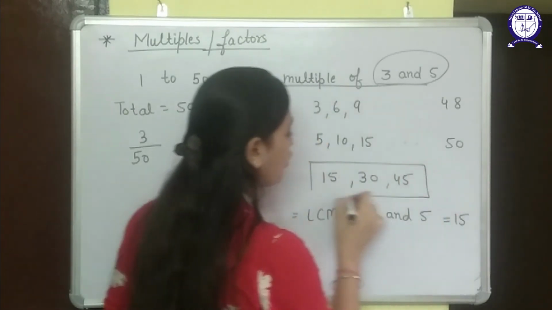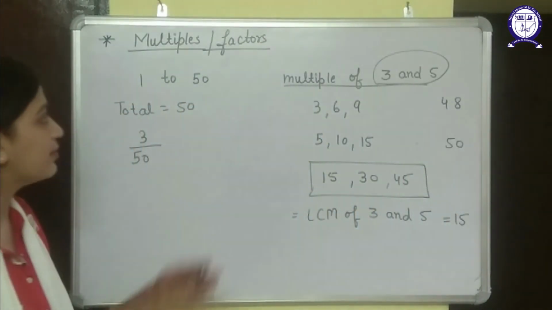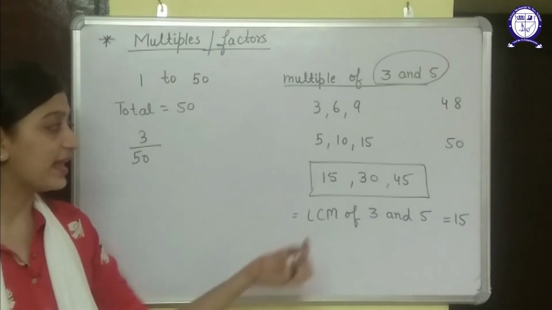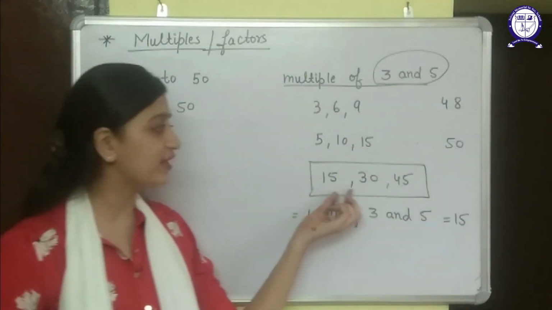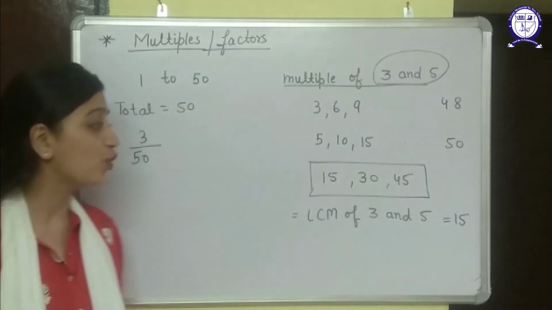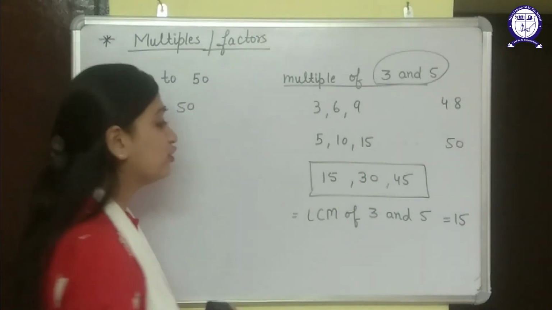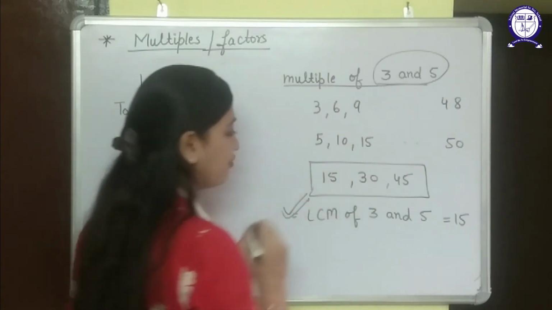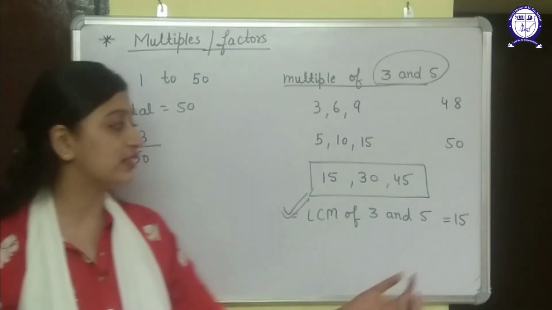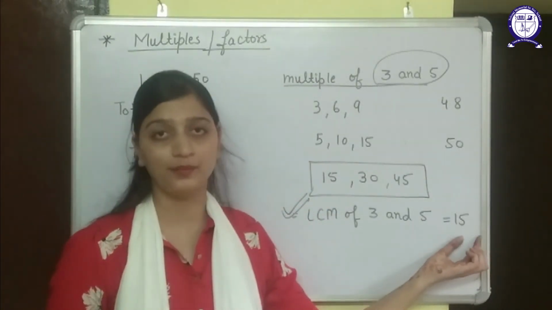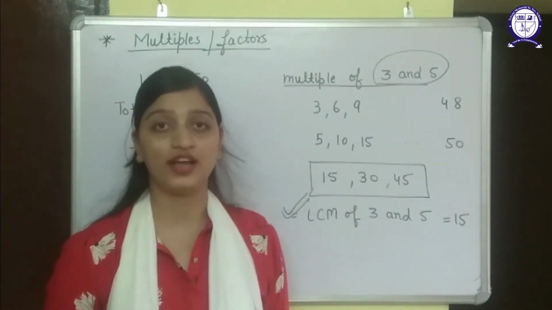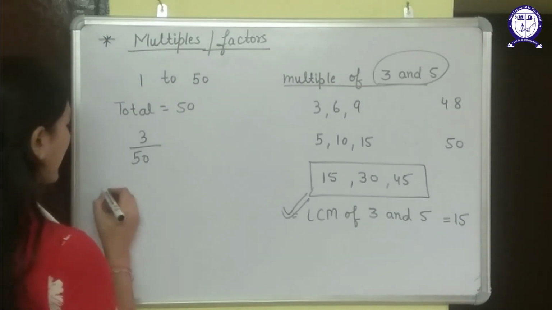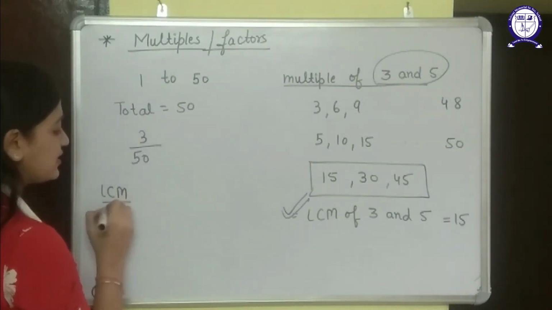And I have to take only up to 45 because the numbers were only up to 50. The next number will be 60 and it is greater than 50. That's why I have taken these three numbers. So what do I need to find? I need to find the LCM of 3 and 5 and I have to write the multiples of that number. Okay, but that is in the case of 3 and 5. For 3 and 5, I need their LCM.